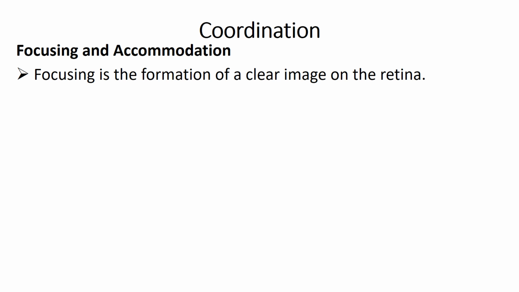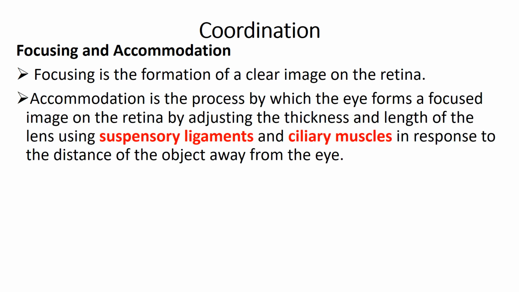Now, how that focusing happens has to do with a process called accommodation, which is just the process by which the eye forms a focused image on the retina by adjusting the thickness and length of the lens using suspensory ligaments and ciliary muscles in response to the distance of the object away from the eye. So basically, this is just the process by which the eye is going to adjust the thickness and length of the lens, depending on how far the object is from the eye.